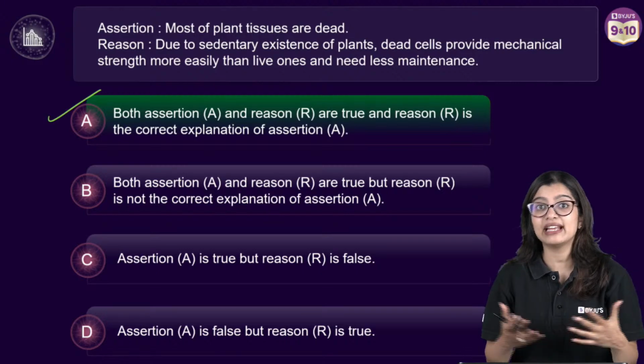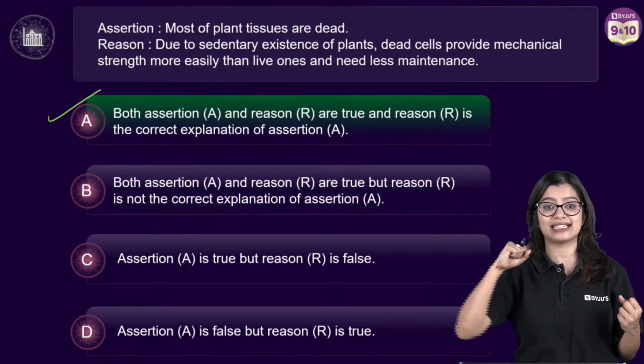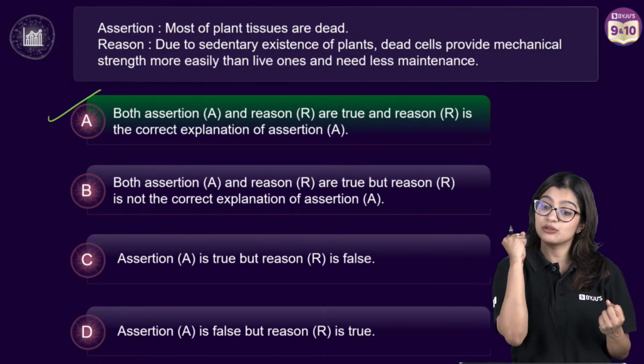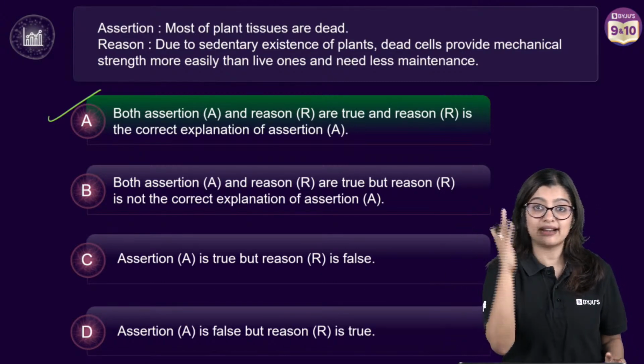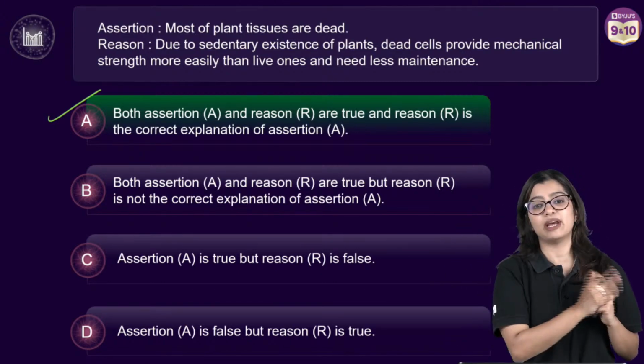So within their body, they have a higher percentage of dead cells that act as a barrier, right? That gives them rigidity and provides protection. So yes, they do not exhibit locomotion. That is why they need more cells to give them protection.